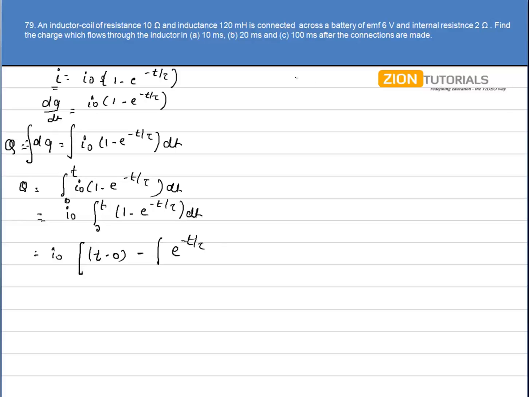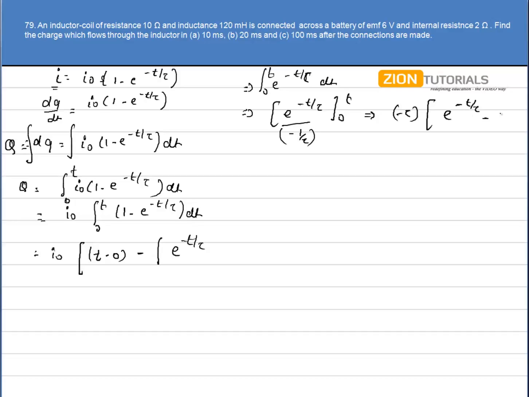Now let's solve this integration separately. I have the integration of e to the power minus t by tau from 0 to t, so it is given by e to the power minus t by tau into minus 1 by tau, substituting the limits from 0 to t. So I have minus tau into, substituting the limit, e to the power minus t by tau minus, anything to the power 0 is 1. So the integration comes out to be tau, and the 1 will be over here, that is 1 minus e to the power minus t by tau.